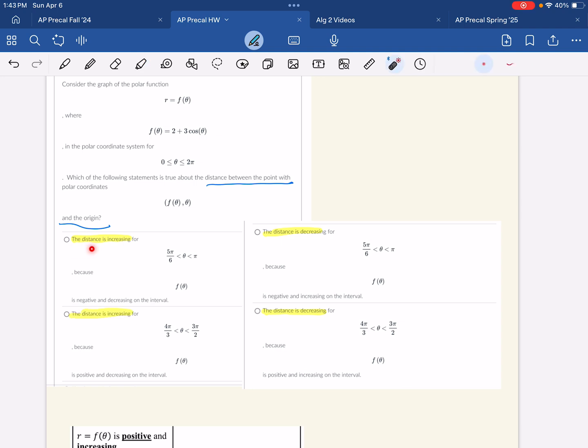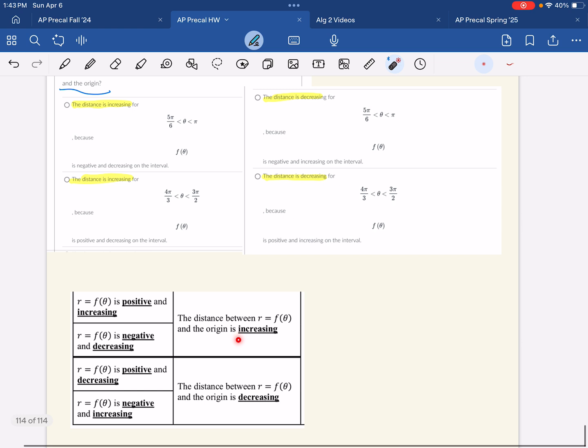So this says the distance is increasing because, and then look at the reason, negative and decreasing for the function. So is that a right choice here? If the distance between the function and the origin is increasing, if the function is negative and decreasing, this one's potentially correct, negative and decreasing.